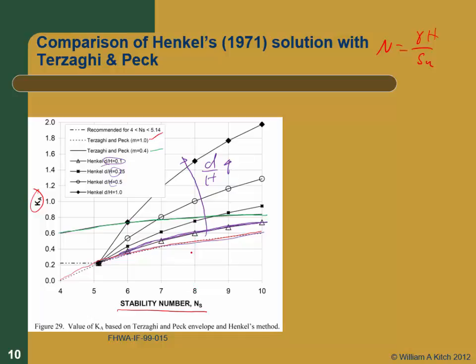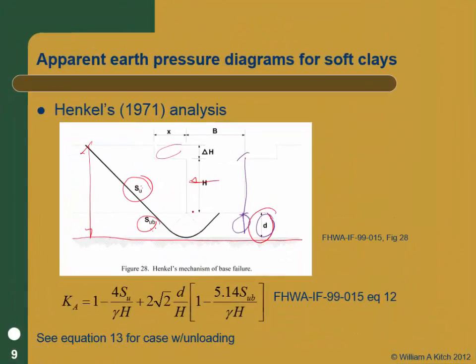So for a given stability number, so for a given ratio of gamma H over SU, as we raise the base of the wall above the stiff layer, we're going to get higher and higher active earth pressures, which makes sense. As we get farther above the base, as the wall goes up, it's going to be easier for us to get this bearing capacity failure under here, and it's going to generate higher lateral earth pressures. Whereas if the wall goes down, then there's going to be less chance of this basal failure, and we're going to get lower lateral earth pressures.